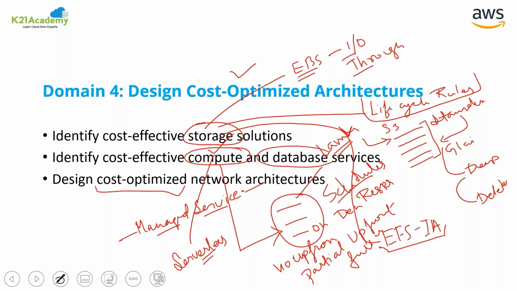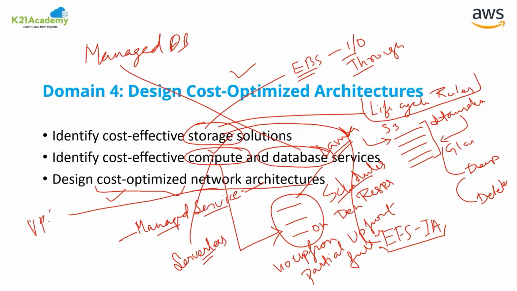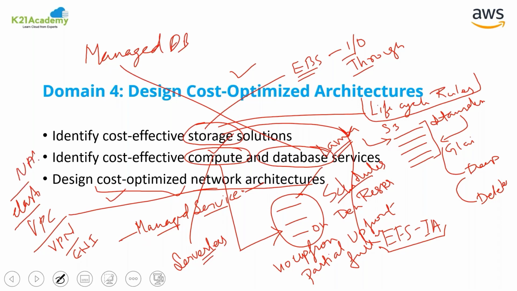Whenever it comes to databases for a cost effective solution, the hint that I have given is to think about managed services, managed DB solutions by Amazon. For cost optimized network architecture, VPC, VPN, ENI, elastic IPs, and NAT gateways will come into the picture. By looking at the keywords, you should think about the services. It should come to your mind: okay, they are talking about compute cost effectiveness, so probably this will be the answer.